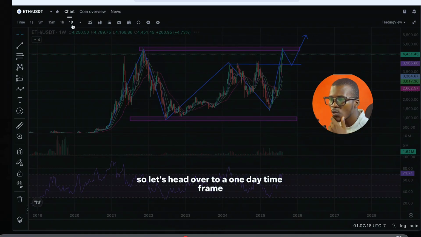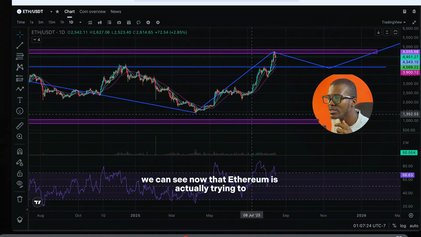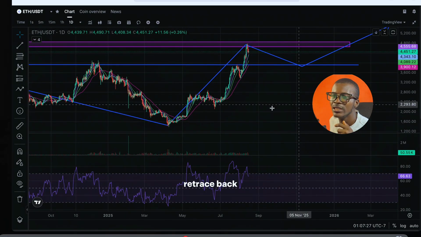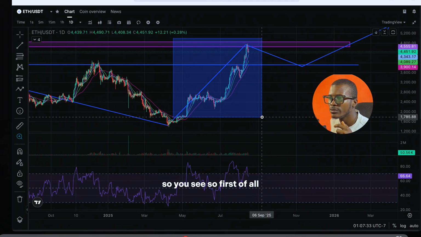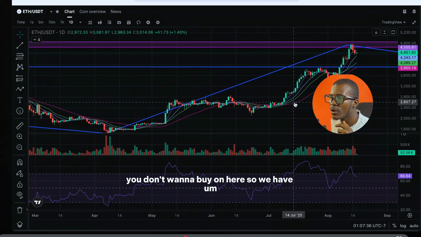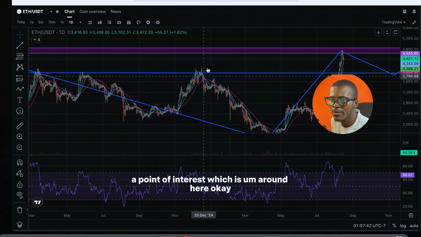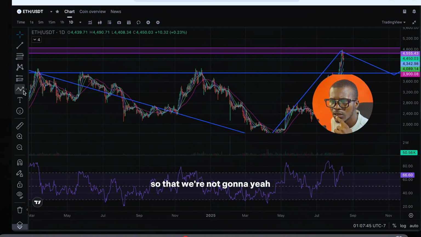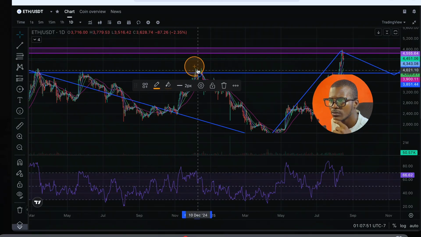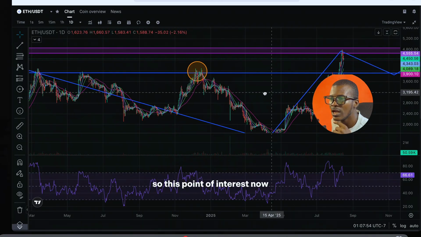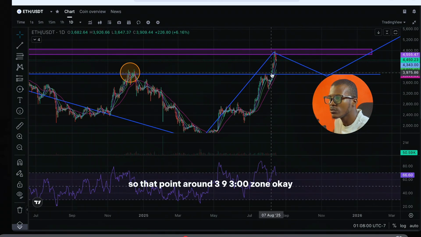So let's head over to a 1 day time frame. In a 1 day time frame, we can see that Ethereum is trying to retrace this big move it has done here, right? So first of all, you don't want to buy here. We have a point of interest which is around here. Let me look for something to indicate this. So this point of interest is what we're going to have our eyes on.